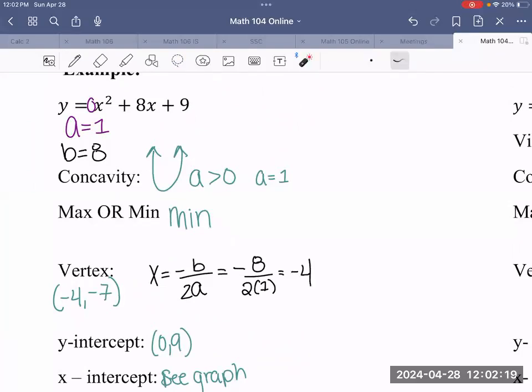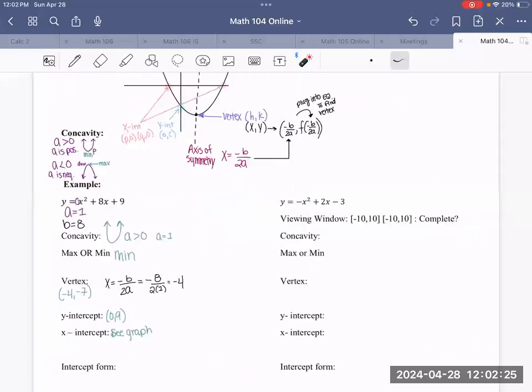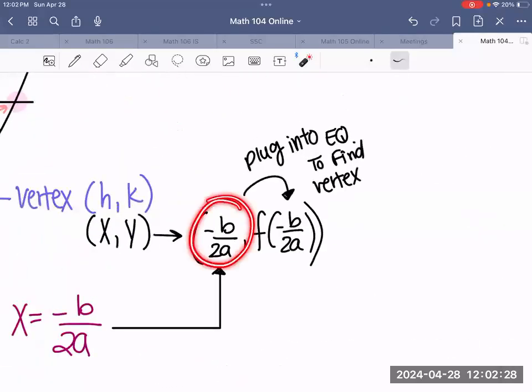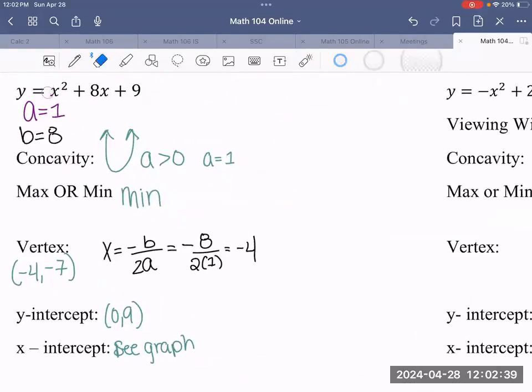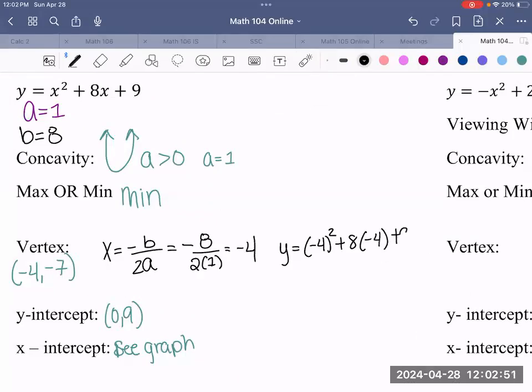So this is the negative 4 that you're seeing here, which now means we need to figure out, well, how did we get this negative 7? We said, hey, if this is your x value, if we have negative 4, we're going to plug it back into the equation to then find your y. So let's go ahead and plug this back into the equation. So we have y is equal to negative 4 squared, put it in parentheses, plus 8 times negative 4 plus 9. So we have 16 minus 32 plus 9, which does come out to negative 7.